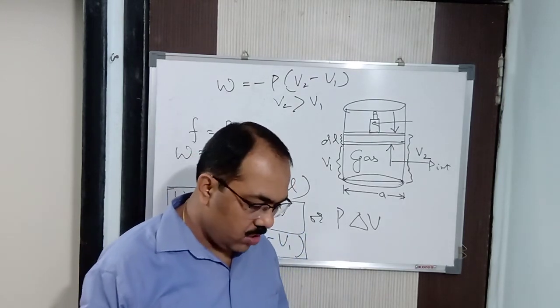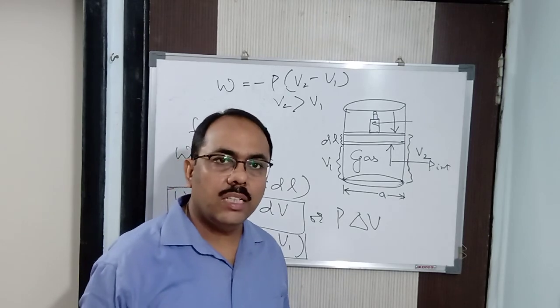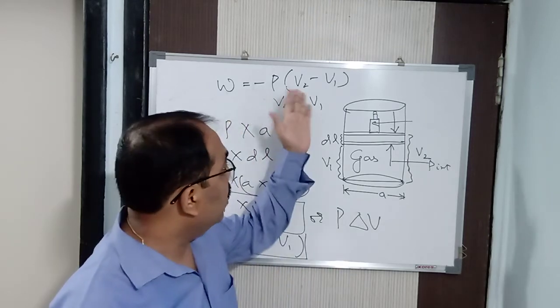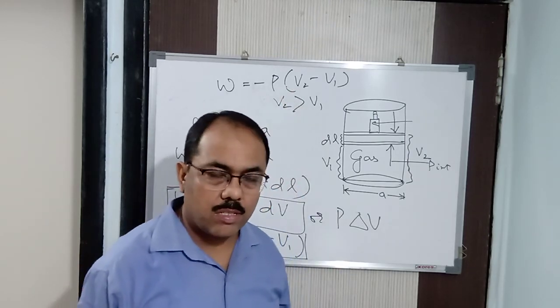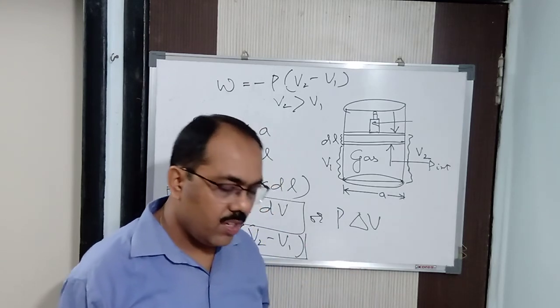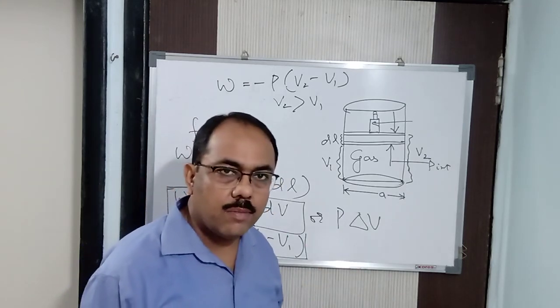I hope you understood. Again I repeat, you will use this formula for the work done by an irreversible process. Work done upon the system is positive and the work done by the system is negative.